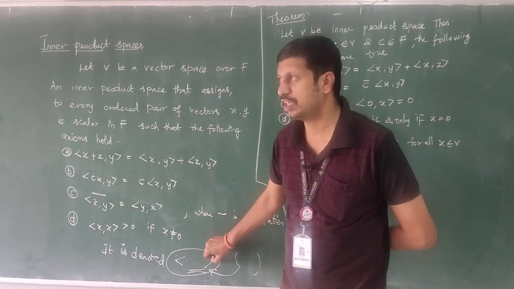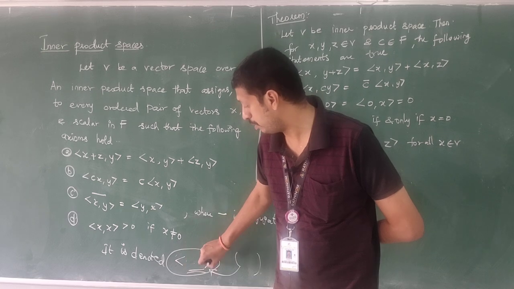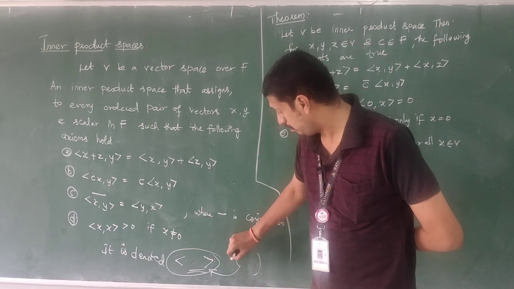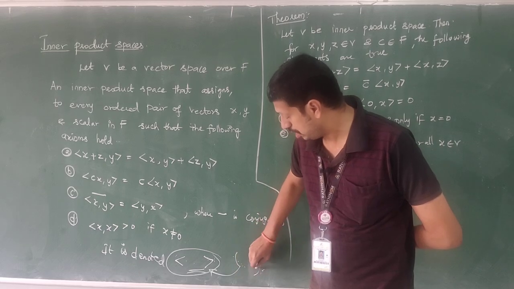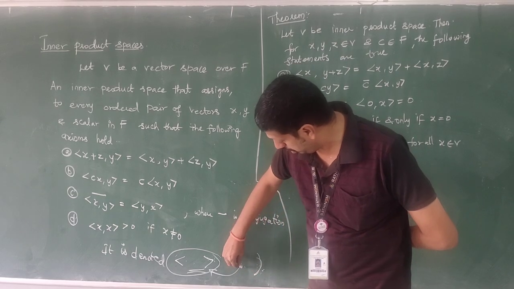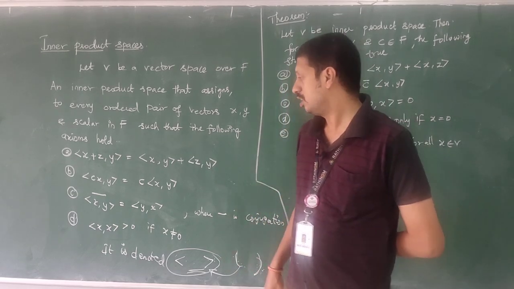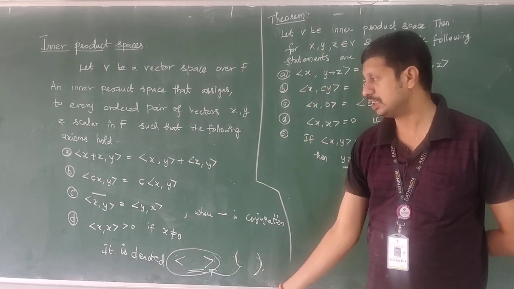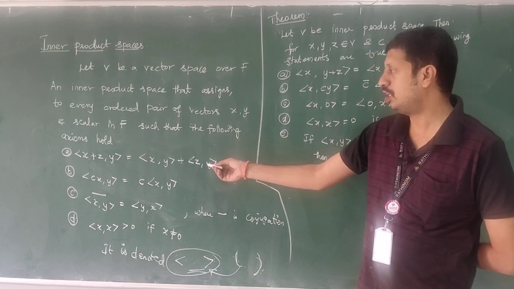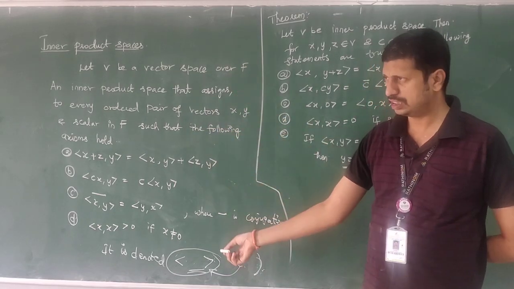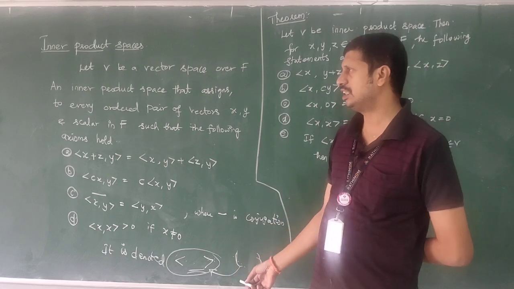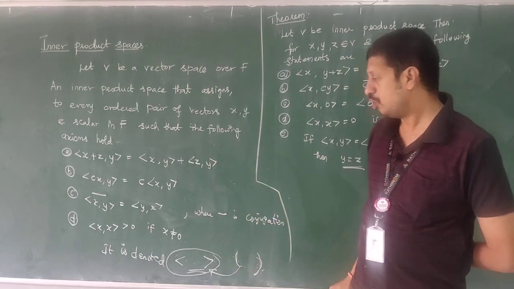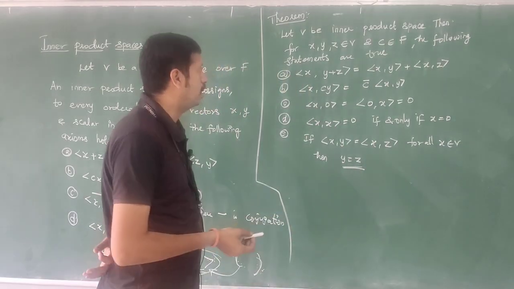So this is specifically known as an inner product. An inner product space is denoted using this notation, and can be expressed as a set of ordered pairs. So this is the definition. It has to satisfy these four conditions, that's the major one. If it does not satisfy these conditions, then it won't be an inner product space. Now we are moving on to the theorem.